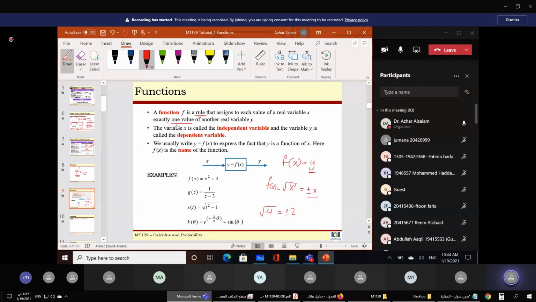That's what we mean by one value for Y. Not all the values from the square root represent a function, only the negative or the positive side. Okay. Now here are some examples for the function. Here, as we said, X we call the independent variable and Y is the dependent variable.